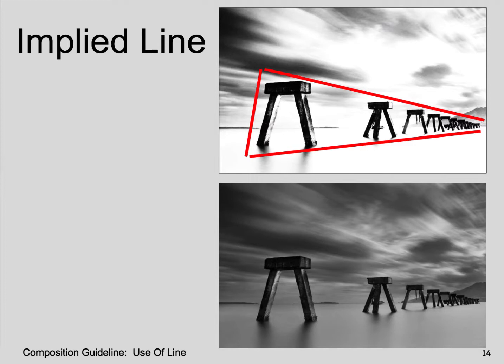Implied line. With implied lines, sometimes multiple objects in a scene will kind of come together and give you the sense of a line, such as these pillars going back into space.